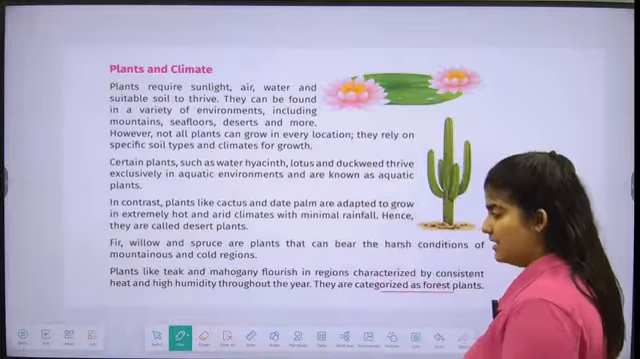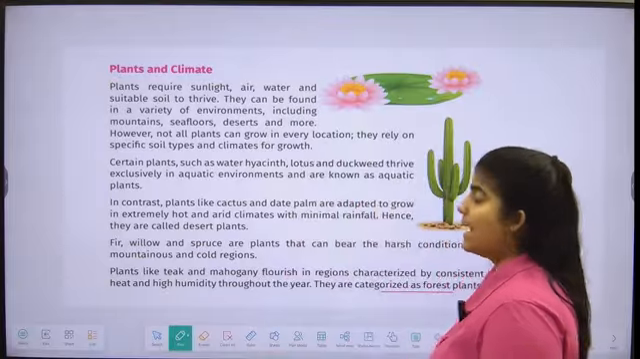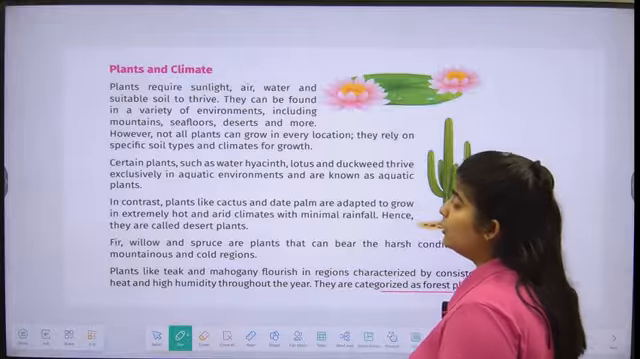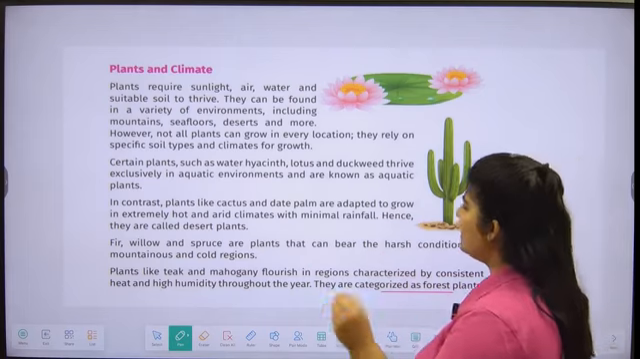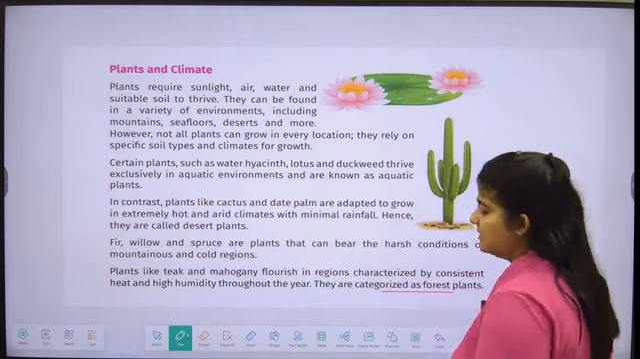In contrast, plants like cactus and date palm are adapted to grow in extremely hot and arid climates with minimal rainfall, hence they are called desert plants.